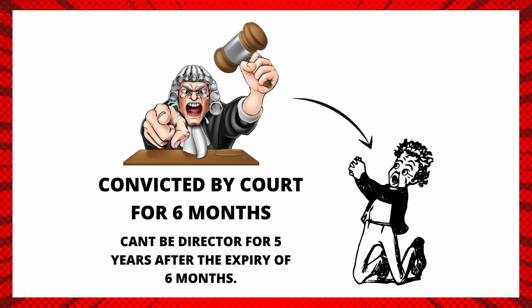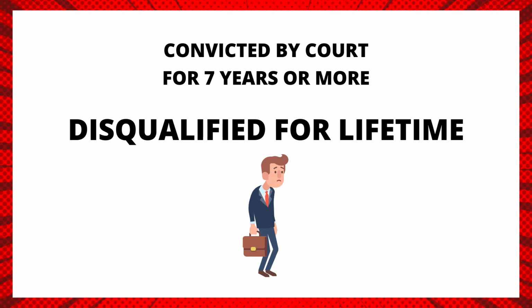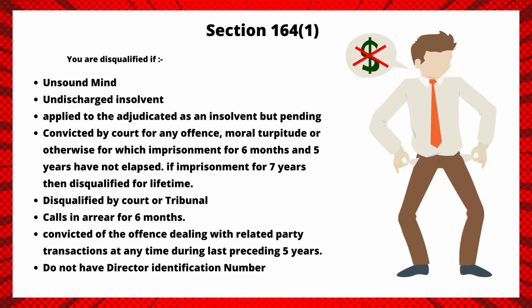Now this clause also says that if you are convicted by the court for 7 years or more, then you are disqualified for lifetime. You can't be a director for your entire life once you are convicted for 7 years of imprisonment or more. Clause E says that if you are disqualified by a court or any tribunal, then also you are disqualified to be a director of the company, right?